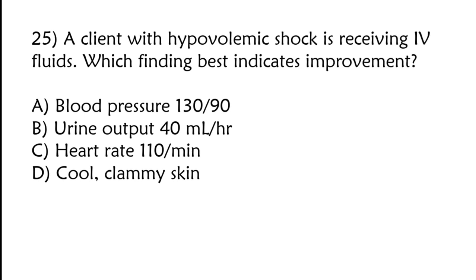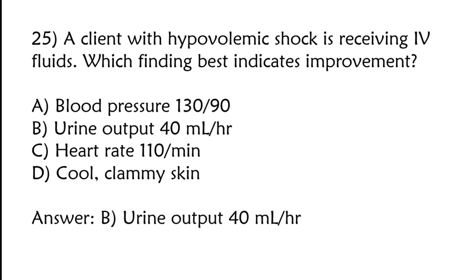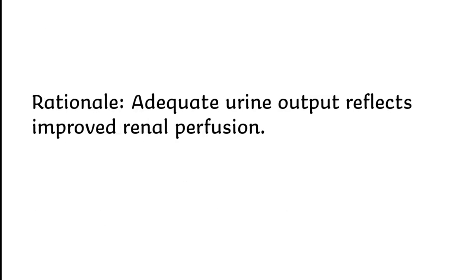A client with hypovolemic shock is receiving IV fluids. Which finding best indicates improvement? Correct answer is B. Urine output 40 milliliters per hour. Rationale: adequate urine output reflects improved renal perfusion.